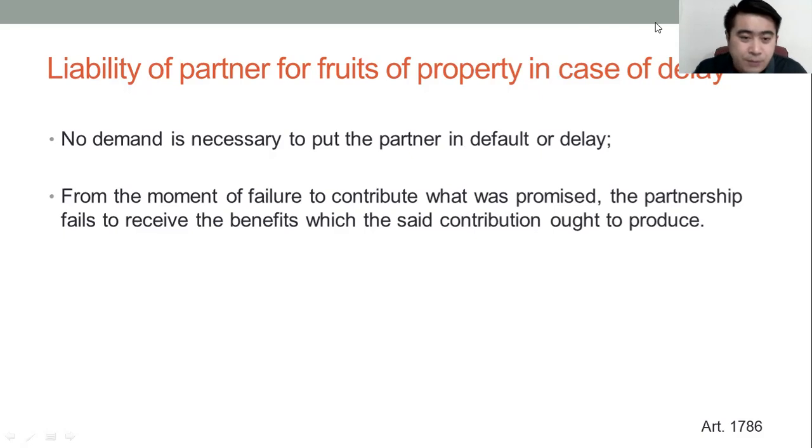Let's say for example, dapat April pa lang na-deliver na ng partner yung land with the apple trees. Eh hindi niya dineliver. Tapos let's say dineliver lang niya mga August. So from April to August, he is liable. That partner is liable for the value of the fruits that could have been produced kasi dapat nasa partnership na yon. All right.